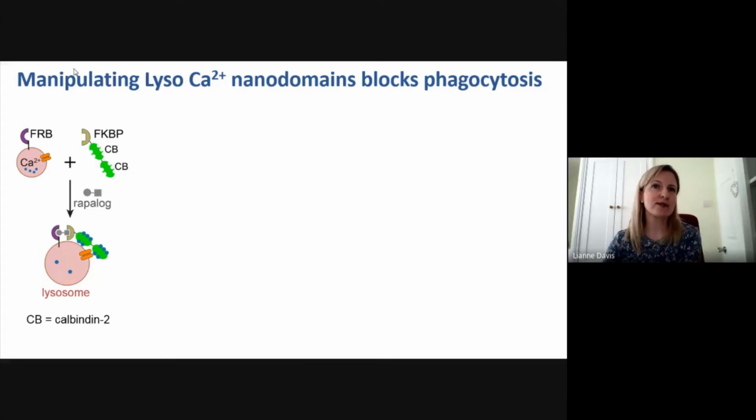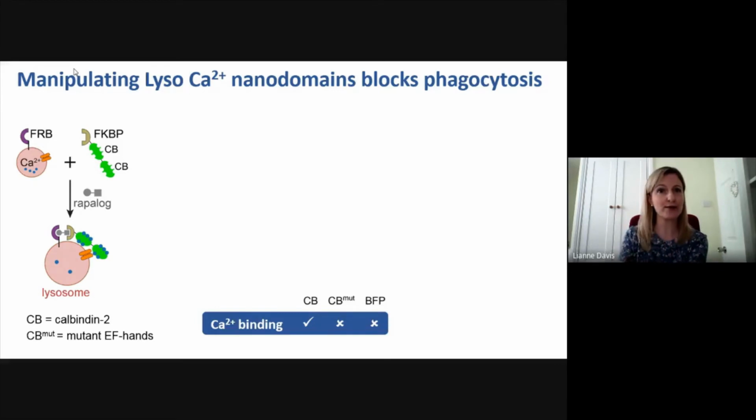So to selectively buffer calcium at the lysosomal surface, we use the well-known drug-induced dimerization strategy that brings two proteins together upon addition of rapalog. By targeting one half to the lysosomes, we could translocate tandem copies of the calcium-binding protein calbindin to the vesicle surface, i.e. 10 calcium-binding sites per molecule. And we used non-calcium binding versions as controls.